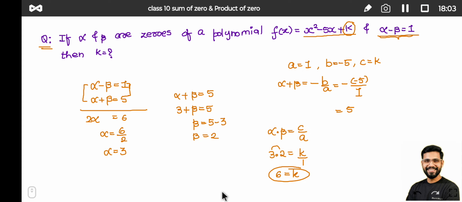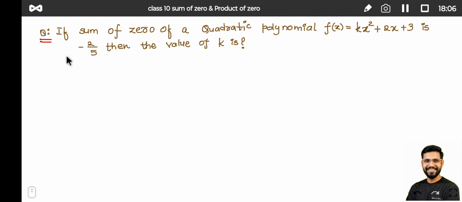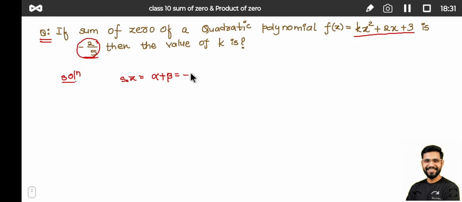Look at the next question. The next question is, if the sum of zeros of a quadratic polynomial kx square plus 2x plus 3 is 2 upon 5, then the value of k is. What is given is the sum of zeros. To solve this question, we'll use the formula of the sum of zeros. The sum of zeros, alpha plus beta, is equal to minus b upon a.